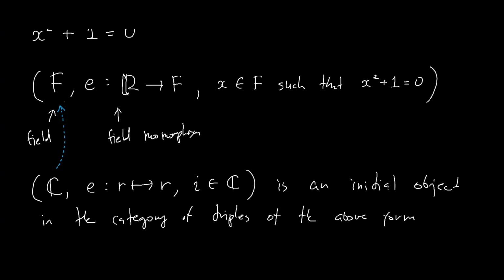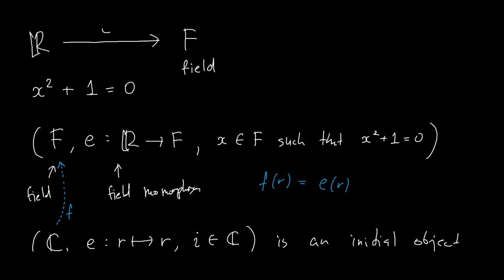Such that it doesn't change the real numbers. So real numbers live both in F and in C, right? And so if I take f of r, where r is a real number viewed as a complex number, that should be exactly the same as e of r.